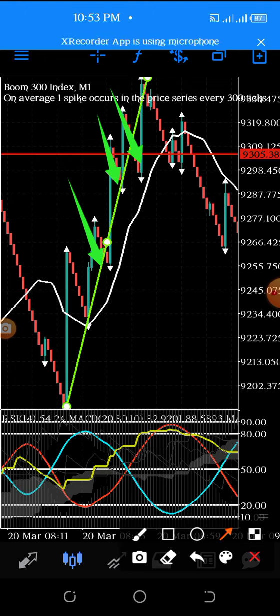You make your gain, you close the order and wait again for the price to come and hit that line again. Very close to it, you execute another buy order. So that is how you can use your trend line to make profits. Hope it is understood.